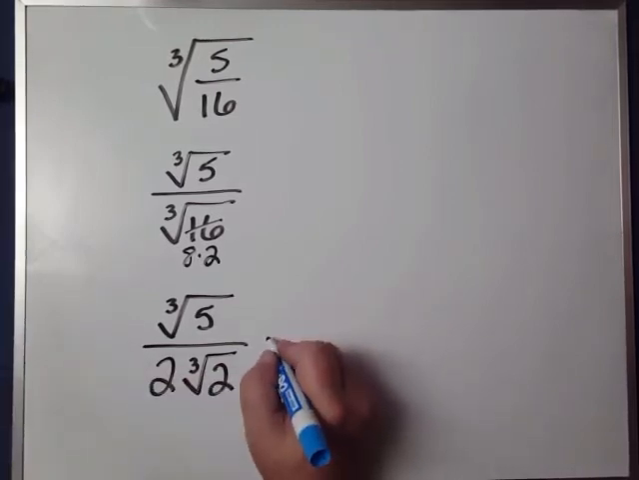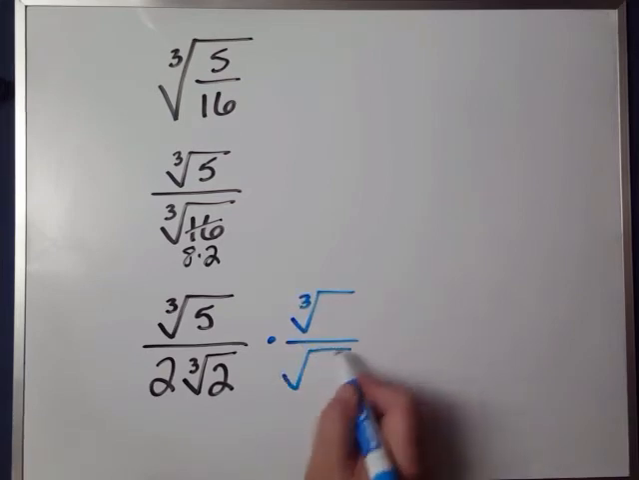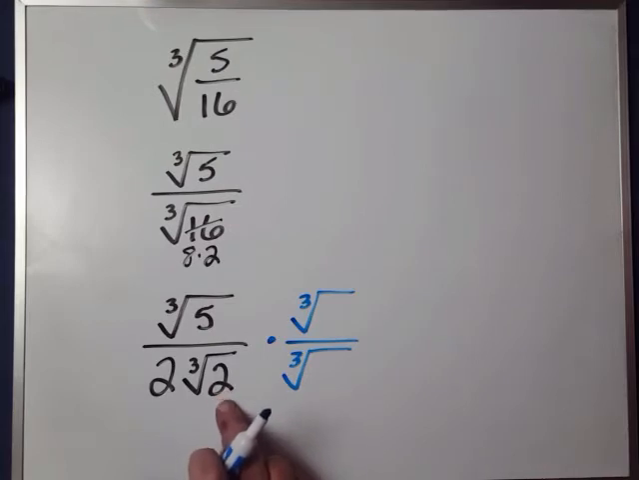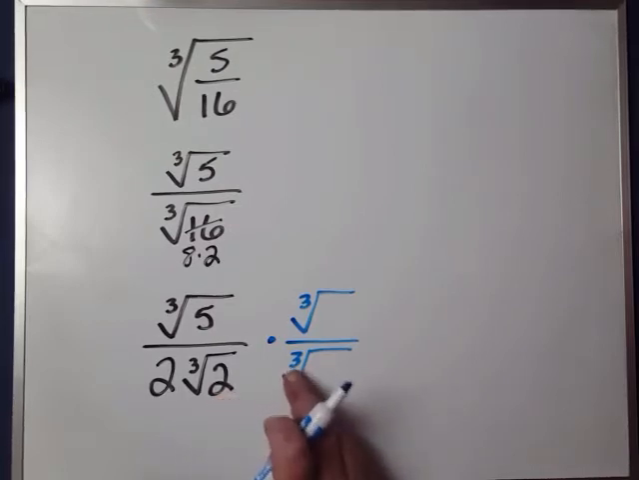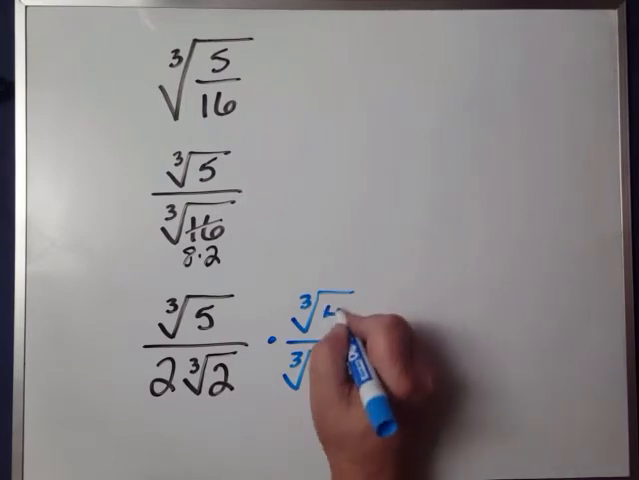Now let me rationalize. Multiply the top and bottom here by the cube root of, you know what we want to use here, right? We've got a single 2 under our radical already. We're looking for 3 of a kind. We need another pair of 2's. That's a 4.